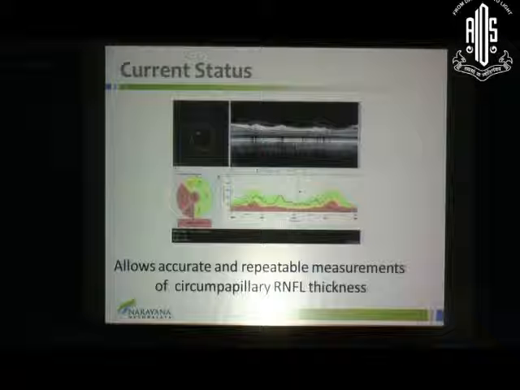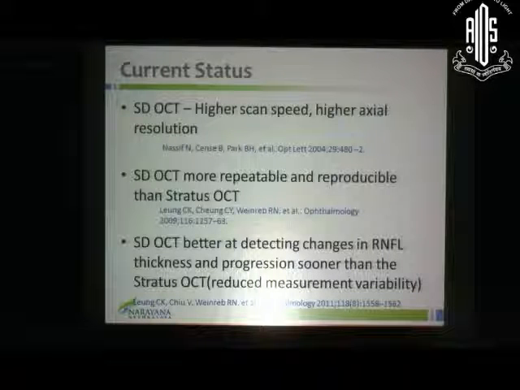Now what we get with spectral domain OCT is an image like this, where we have accurate and repeatable measurements of the circumpapillary retinal nerve fiber layer thickness. With SD-OCT as compared to time domain, we have higher speed and higher axial resolution. SD-OCT also gives more repeatable and reproducible measurements than Stratus OCT, and is probably better at detecting changes in the RNFL thickness and progression sooner than Stratus OCT because of its reduced measurement variability.